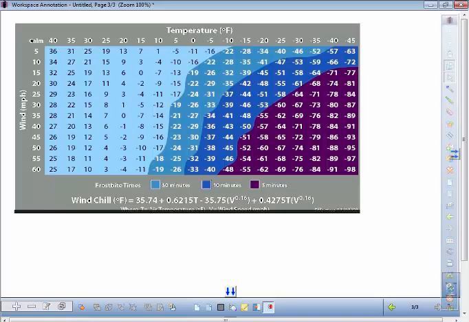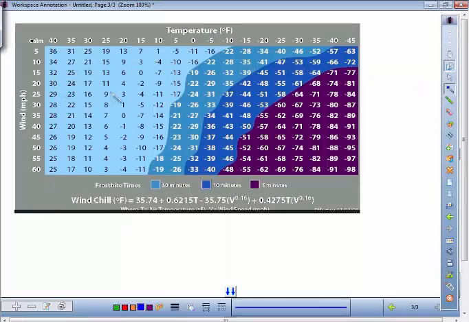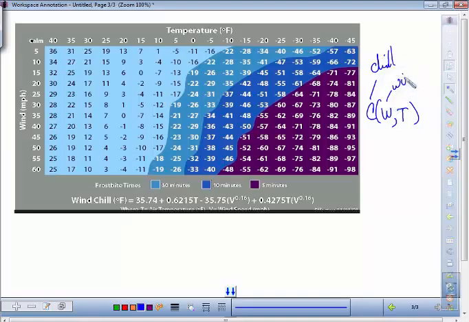What does this mean? That means, let's call this W. No, W is for wind. Let's call it C. C of W, comma, T. So, chill, wind, speed. They call it V here. Maybe we should have just called it V.